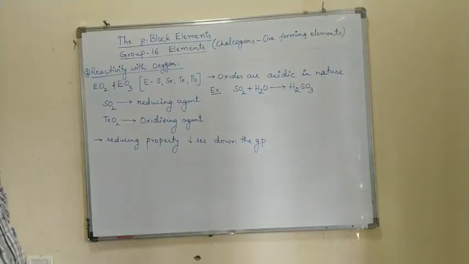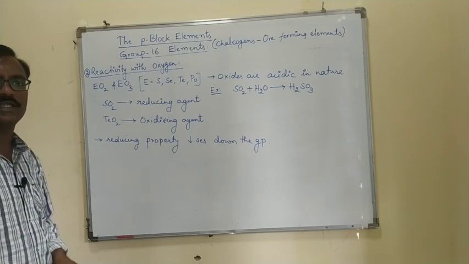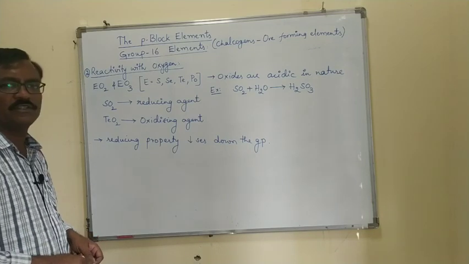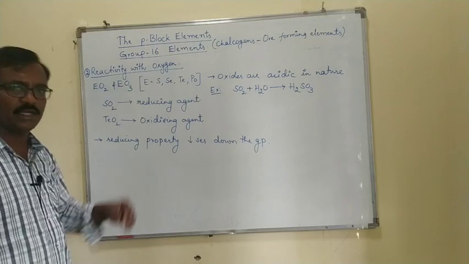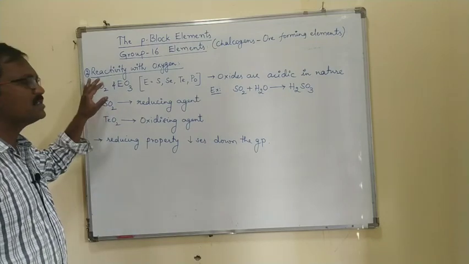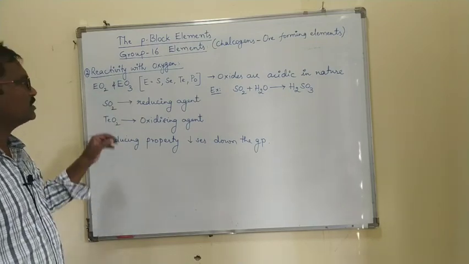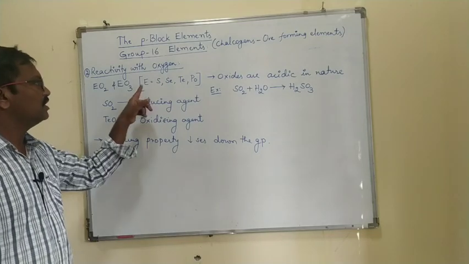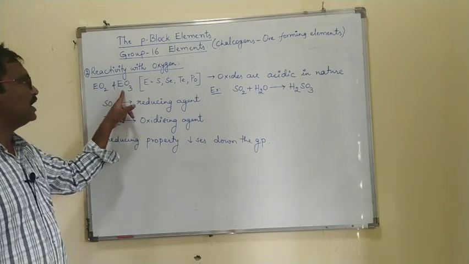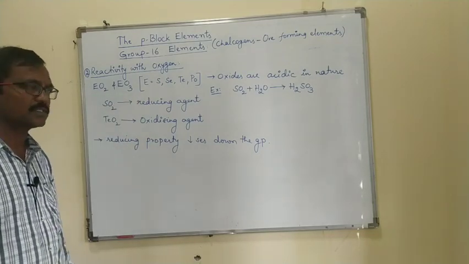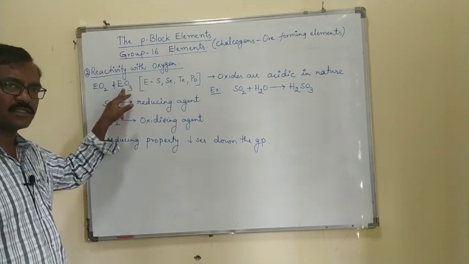Good morning, dear students. Last class we discussed reactivity with the hydrogen. The next one is the reactivity with the oxygen. Generally, these group elements form EO2 and EO3 type of oxide, dioxide and trioxide.